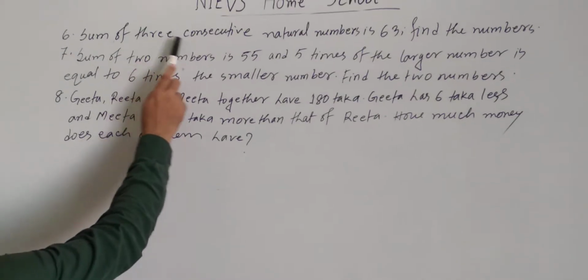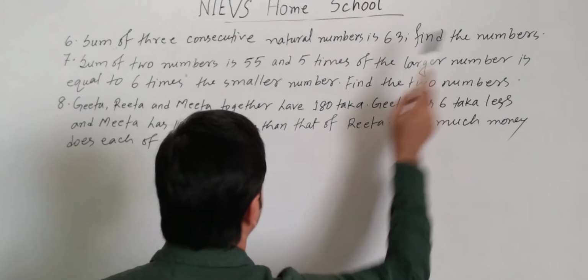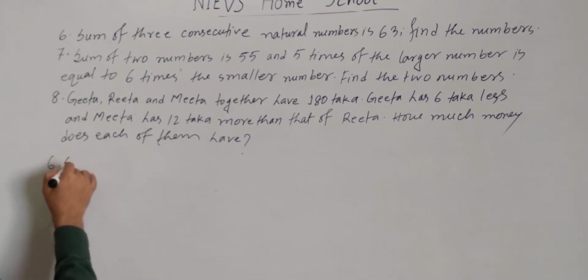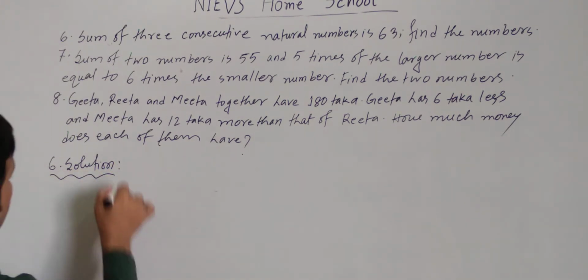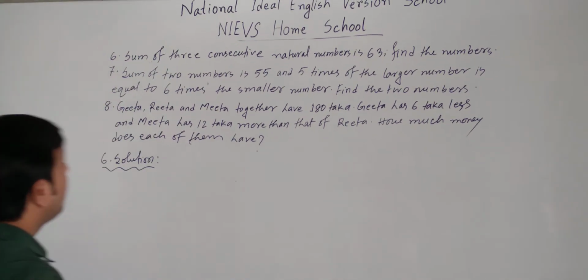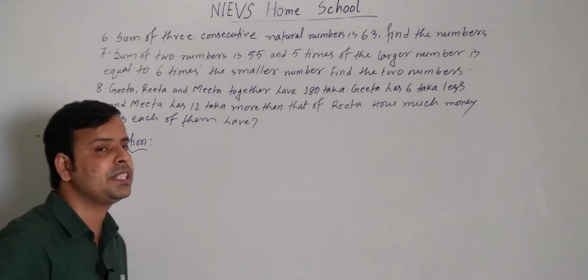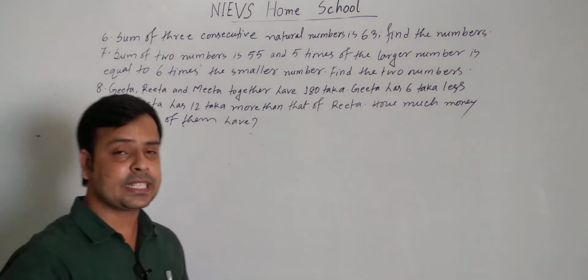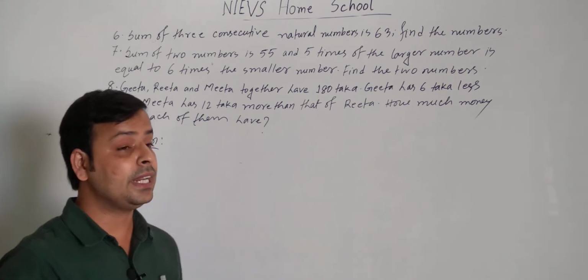Sum of three consecutive natural numbers is 63. Find the numbers. Dear students, here is the solution of question 6. The question is: sum of three consecutive natural numbers is 63. At first we have to know what a natural number is and then we have to know its characteristics.